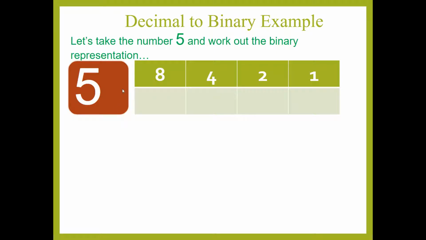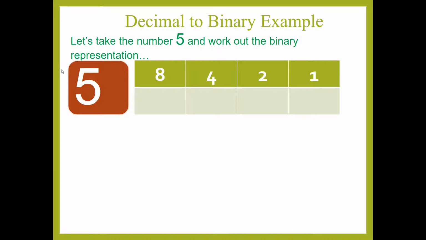Decimal numbers are the numbers we use every single day: 8, 9, 10, 5, 4. All those numbers are decimal, and we're going to convert them into binary. When converting decimal to binary, we need to create a table that looks like this. One thing you might notice about the numbers at the top, 1, 2, 4, and 8, is that each time they are doubling. And we always start from the right. So 1 goes there, then 2, 4, 8, 16, 32, and so on. Each time we're doubling: double 8 is 16, double 16 is 32, double 32 is 64.